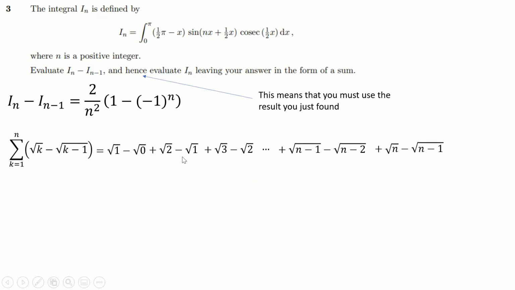But what happens here? Well, you might have already seen it, right? This root 1, take away root 1, so those go away. Root 2, take away root 2, those go away. Root 3 would go away with something around here. This goes away with that, but this would go away with something earlier. This goes away with that, and we're just left with root n, right?